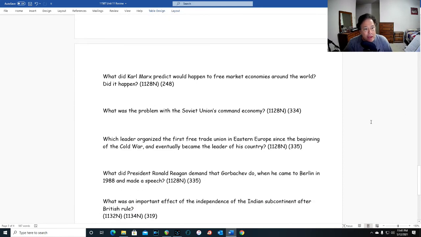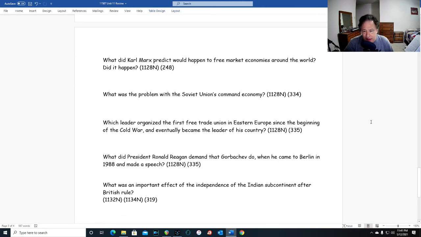Now, going way back, Karl Marx, and we've touched on him, we've made numerous passes at him, very important figure in world history and one of the most important figures in the 19th century. What did Karl Marx predict would happen to free market economies around the world, and did it actually happen?